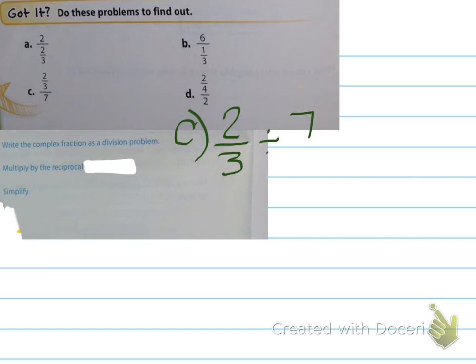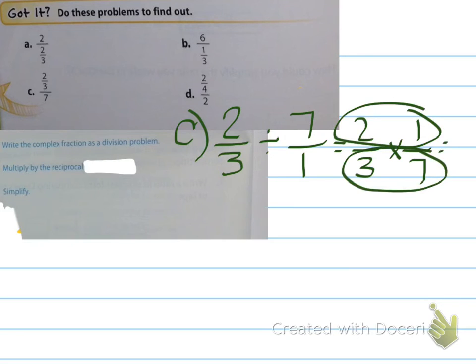C is written as 2/3 divided by 7, and change to 7 over 1. I'm going to do my KCF, or multiply times the reciprocal, which is going to end up being 2/3 times 1 over 7. When I do my hamburger, because there's no cross simplifying to do, I end up with 2 over 21, which is my final answer. So 2 over 21 is the answer to C.